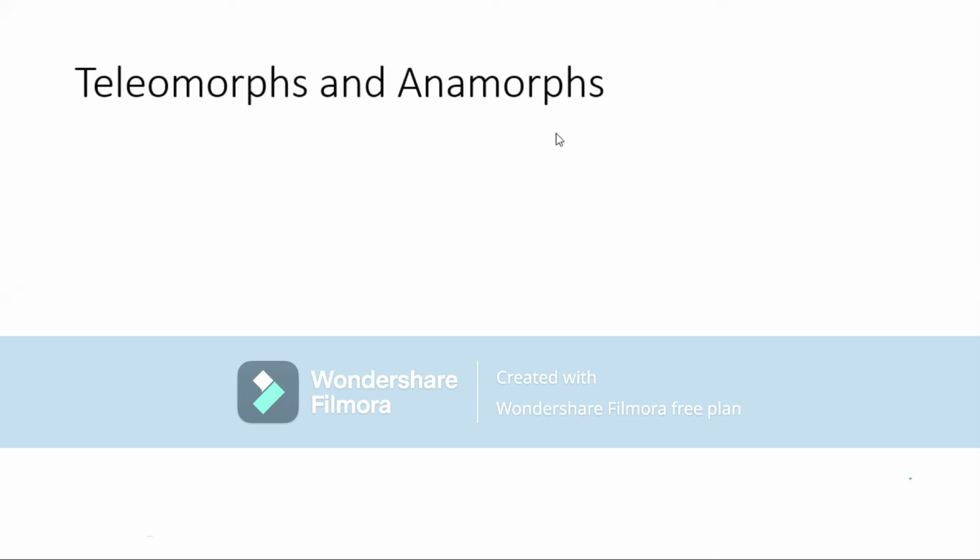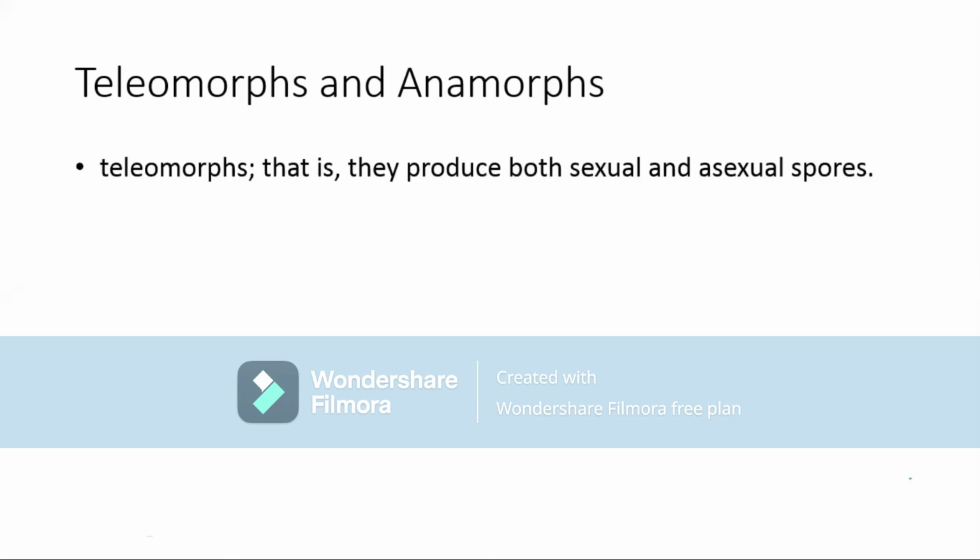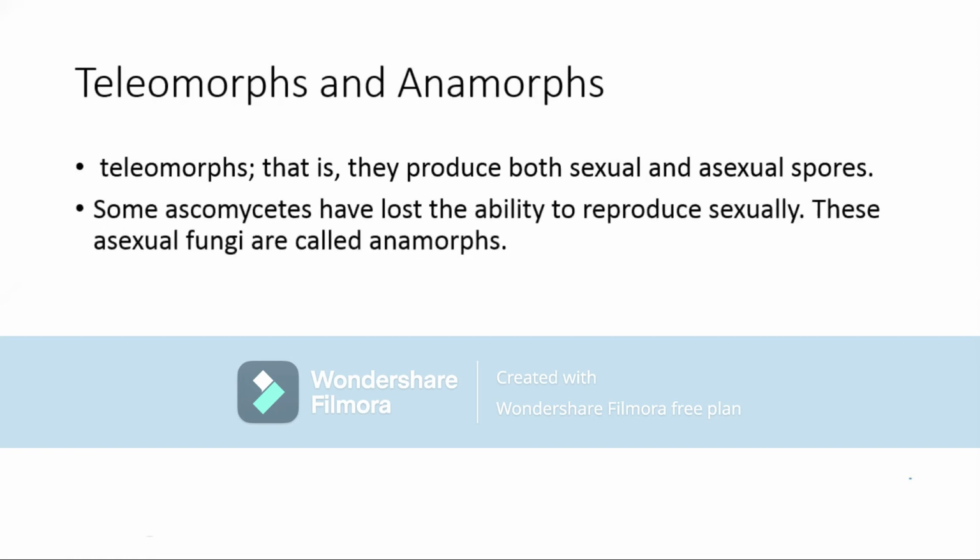There are two terms used for fungi, teleomorph and anamorph. Teleomorphs display both types of spores, sexual spores and asexual spores, whereas anamorphs are those types which have lost the ability to reproduce sexually. So there are some ascomycetes which are called anamorphs because they have lost their ability to produce sexual spores.